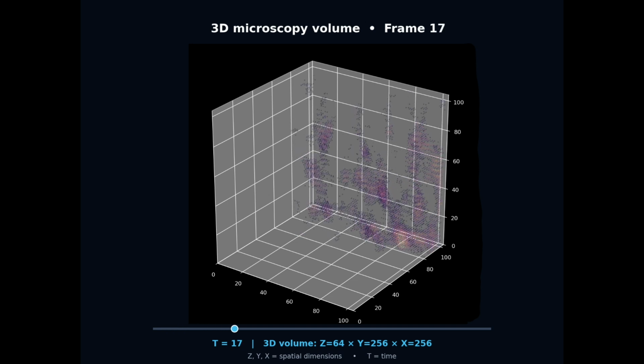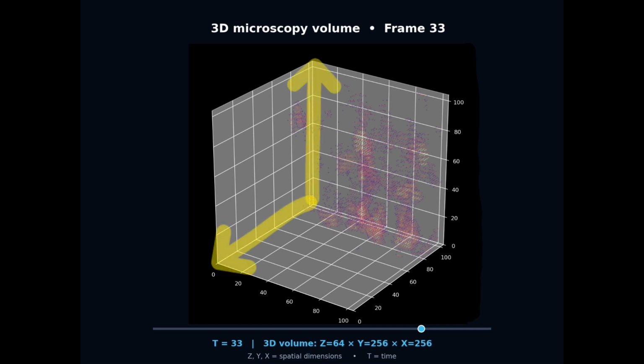A microscope gives us a time lapse. That is a sequence of 3D images showing cells changing over time. We can think of each frame as a 3D volume, and the fourth dimension is time. So overall, we have three dimensions of depth, height, and width changing across time, right?